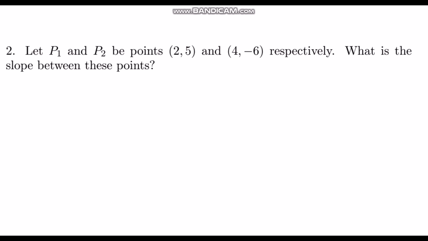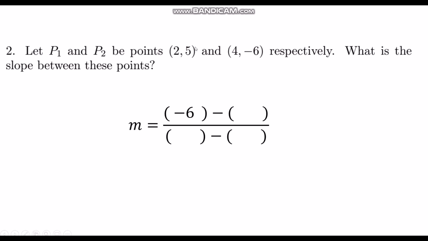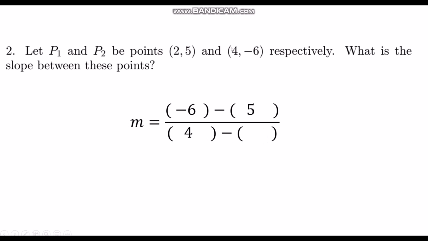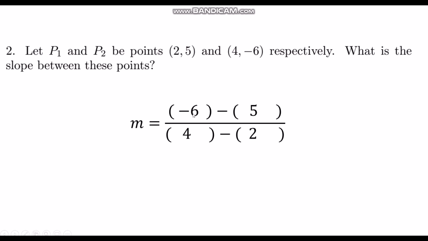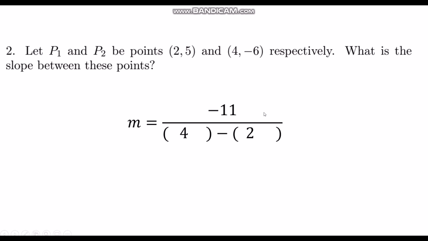Let P1 and P2 be these points respectively. Respectively means P1 is equal to that, and P2 is equal to that. What is the slope between these points? Well, slope looks like this. We know it's delta y, so it's minus 6 minus 5, over 4 minus 2. Simplifying the numerator, we get minus 11, and simplifying the denominator, we get 2. So slope is minus 11 over 2.